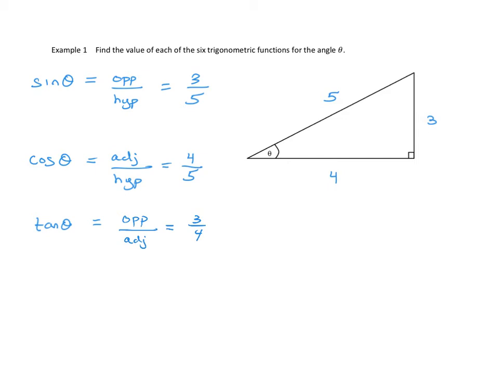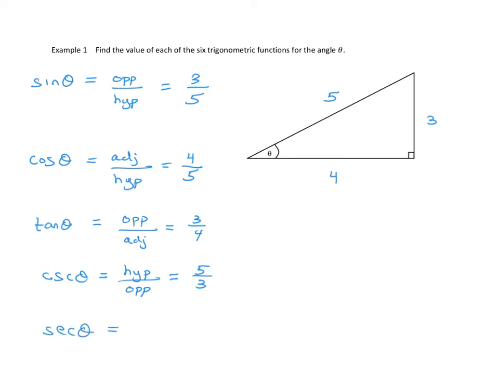For the other three trig functions, cosecant of theta is the reciprocal of sine. So that is the hypotenuse over the opposite, but I really can get my answer just by looking here. I know if I flip this fraction, I would get 5/3, and that's the answer for cosecant of theta.